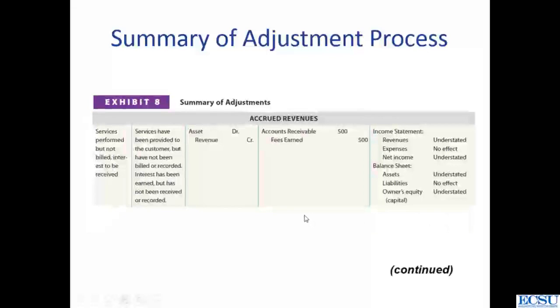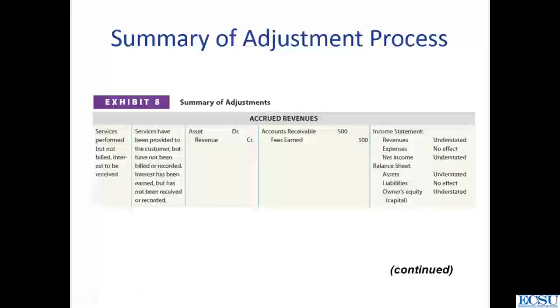Next is the accrued revenues. As I've been saying, accrued revenue means revenue that has been earned but not received in cash. So services performed but not billed, interest to be received are the examples. And then services have been provided to the customer but have not been billed or recorded. Interest has been earned but has not been received or recorded. So those are the kind of situations where we do this journal. When we do it, asset will be debit and revenue would be credit.